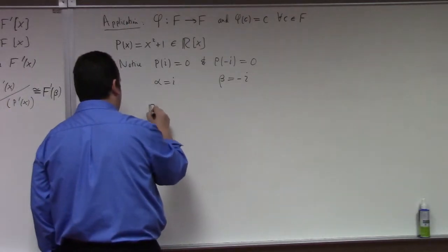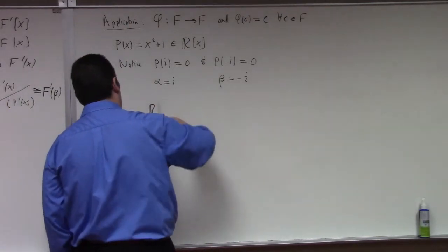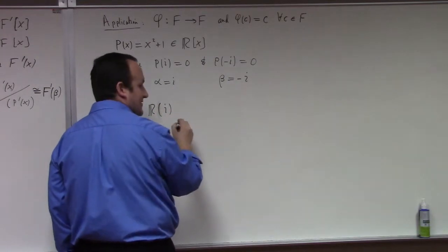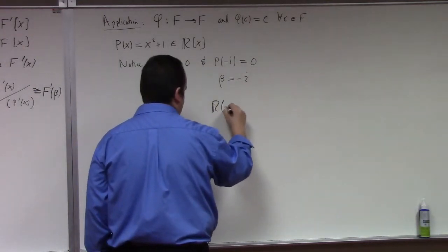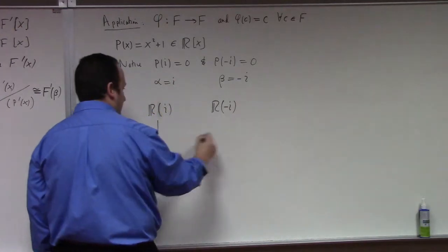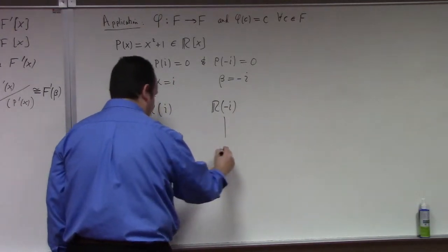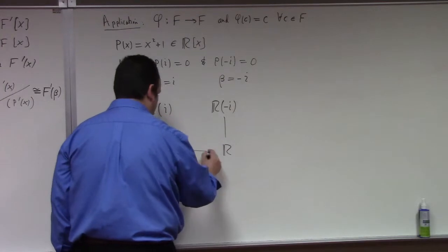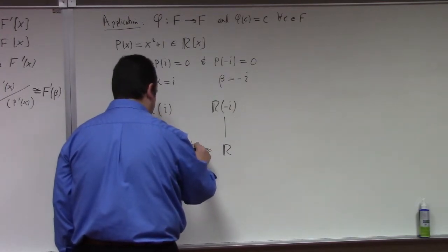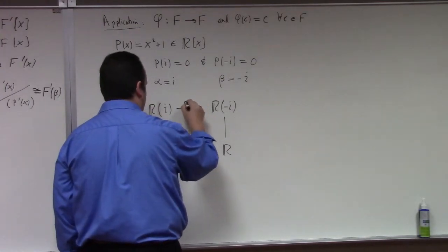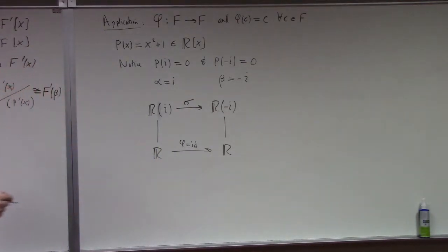We have our R adjoin i, our R adjoin minus i. These are extensions over the reals, right? And down here, we have phi equal to the identity. And up here, we have some sort of isomorphism, right? The theorem says that there exists an isomorphism. It doesn't really give you, in some sense, what is the isomorphism exactly?